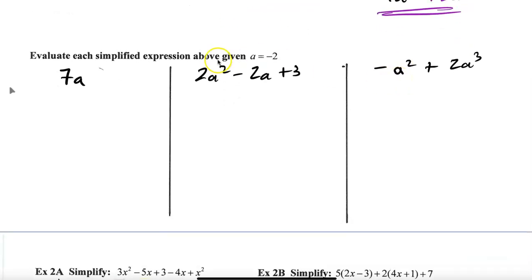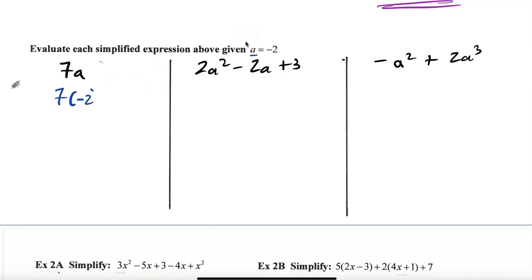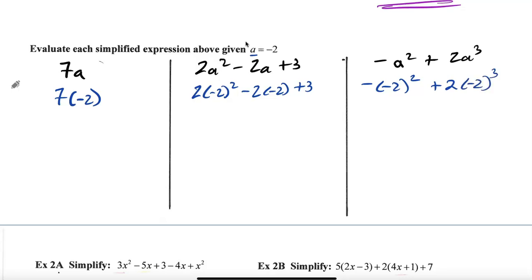Now what they want us to do is evaluate the expression with a negative 2. So we're going to substitute negative 2 in for the a. You can say plug in, but substitute is a more correct term. Where we see an a, we're substituting in the negative 2. Like here it'd be like this. Okay, now let's simplify. 7 times negative 2 is negative 14.